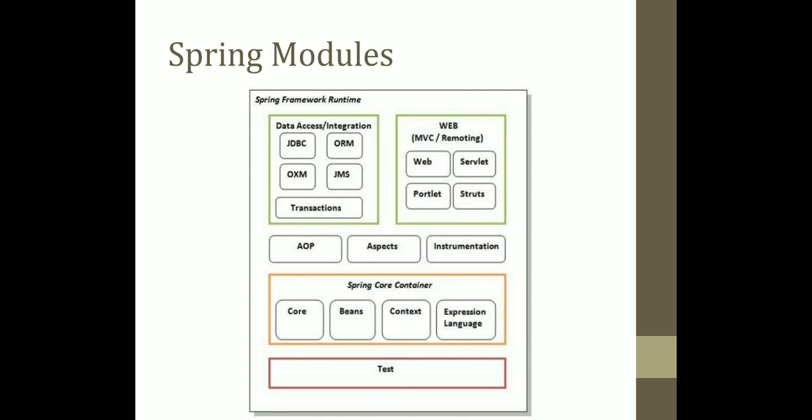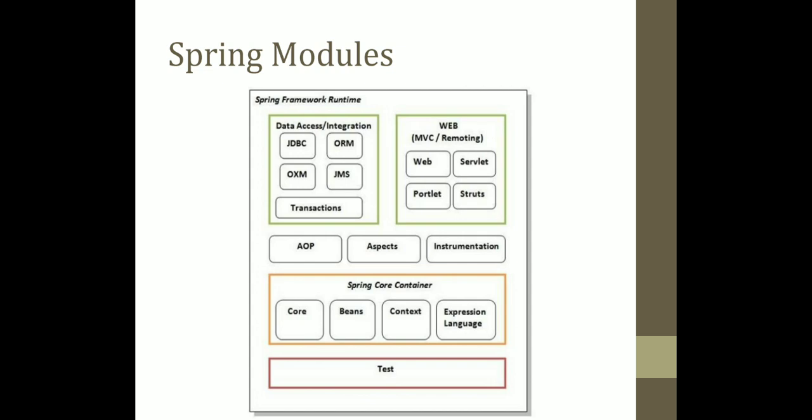Then the next part is JMS, that is Java Messaging Service, and it provides features for generating and consuming messages. Then the fifth part of this data access and integration layer is the transaction. The transaction module provides management of programmatic and declarative transactions for classes that implement special interfaces.